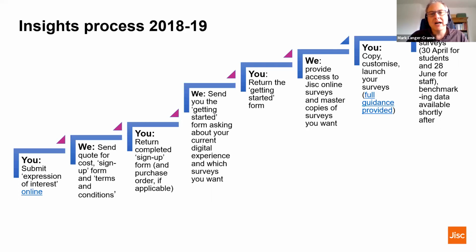Once we get the getting started form back and we have the sign up form, we can then provide you access to what we call the master copies of the survey, and you have those within the GISC online surveys account. And basically it's quite simple. Once you have those, you make your own copy, and this is all in the guidance about how to do it. You customize it if you wish to add the extra question, and you just launch the survey. And then they've got the dates at the end here for when the surveys are closed.